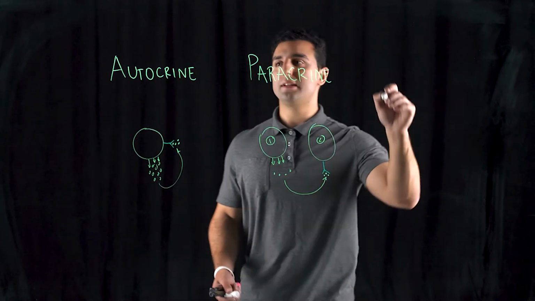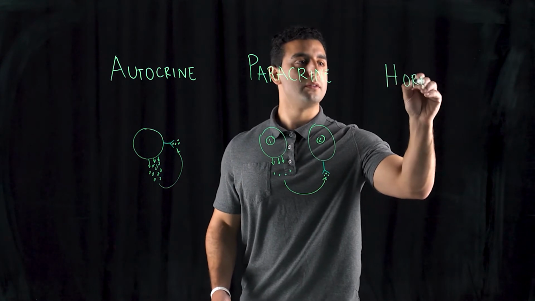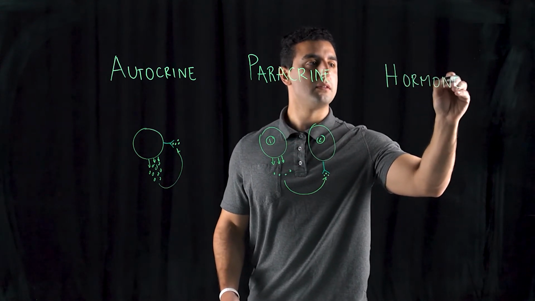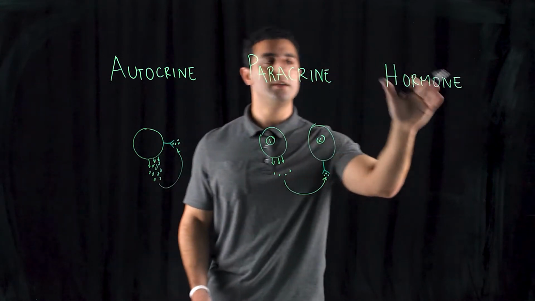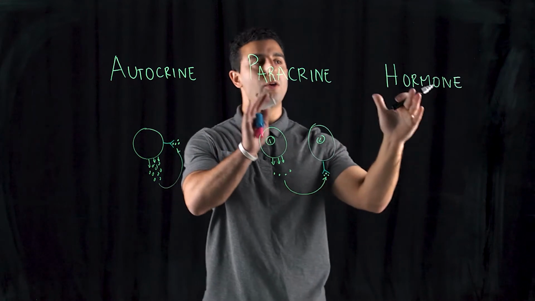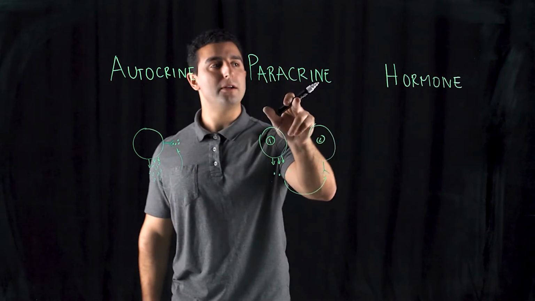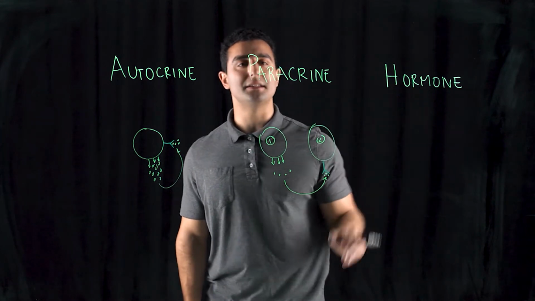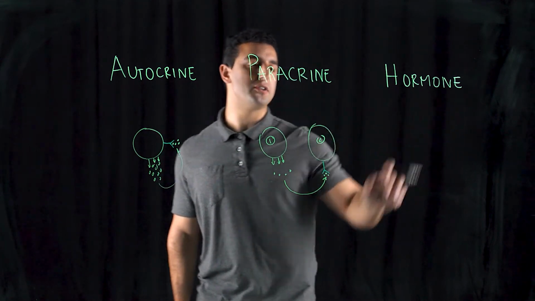And then the third type of chemical messaging is hormones. So you have autocrine, paracrine, and then hormones. Paracrine and hormones are almost identical. The difference between paracrine and hormone is distance. Paracrine is shorter distances, whereas hormones is longer distances.